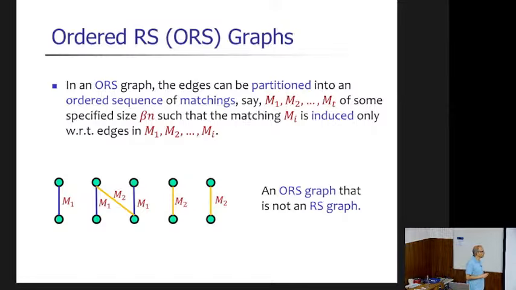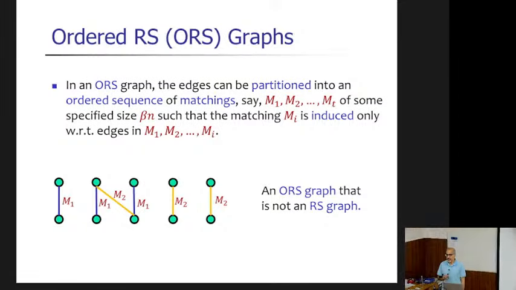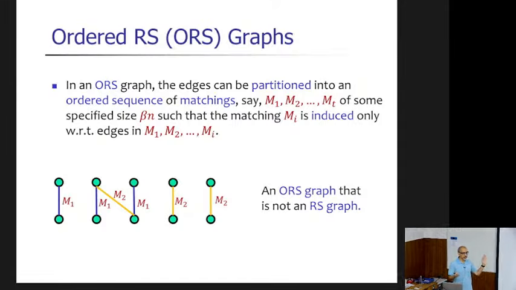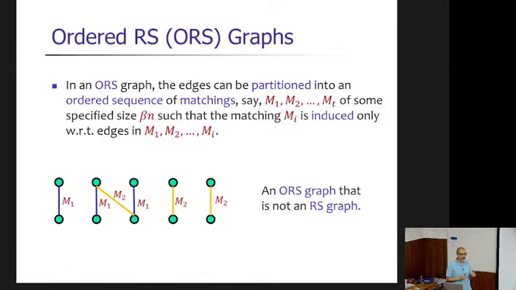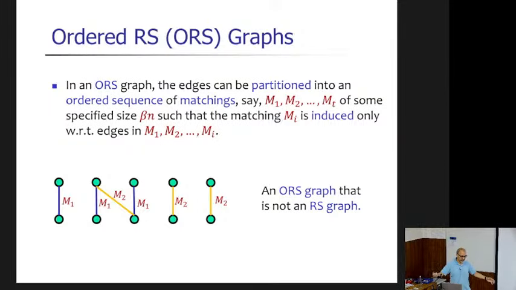And what are these graphs? This time, the matchings are going to be presented to you as an ordered sequence. So these induced matchings that we were looking at before were just a collection, now they're going to be an ordered sequence, M1, M2 to Mt. Each matching has large size, beta n. But now, the matching Mi is required to be induced only with respect to the prefix of the first i matchings, not the entire collection.